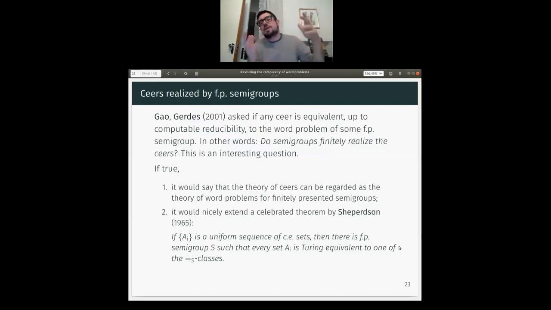So basically, you can think of it as a binary function, right? It will take as input the c.e. set you're considering and an element, and will list this. So, and a stage, and it will list that. So Shepherdson's theorem is really telling you that you can encode in the equivalence classes of a semigroup any list of c.e. sets, but you cannot control entirely the semigroup. So there will be something else in the semigroup. So the question is basically, can you actually strengthen this Shepherdson theorem and be able to control all the equivalence classes of a finitely presented semigroup?